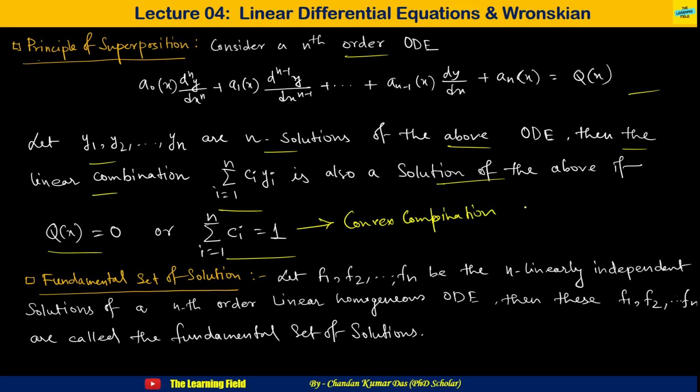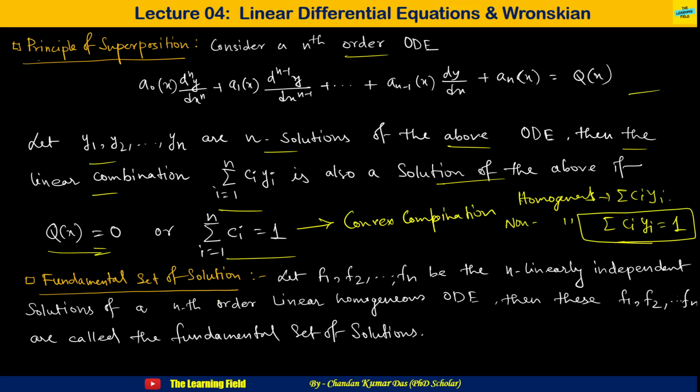So that means for a homogeneous differential equation, that is q(x) equal to 0, there is no condition on the ci. Any combination will be a solution. But in case of non-homogeneous, this combination should satisfy summation ci equal to 1, that is, a convex combination. Fine. There is no restriction for homogeneous, but there is a restriction for non-homogeneous, which is that the linear combination should be a convex combination.